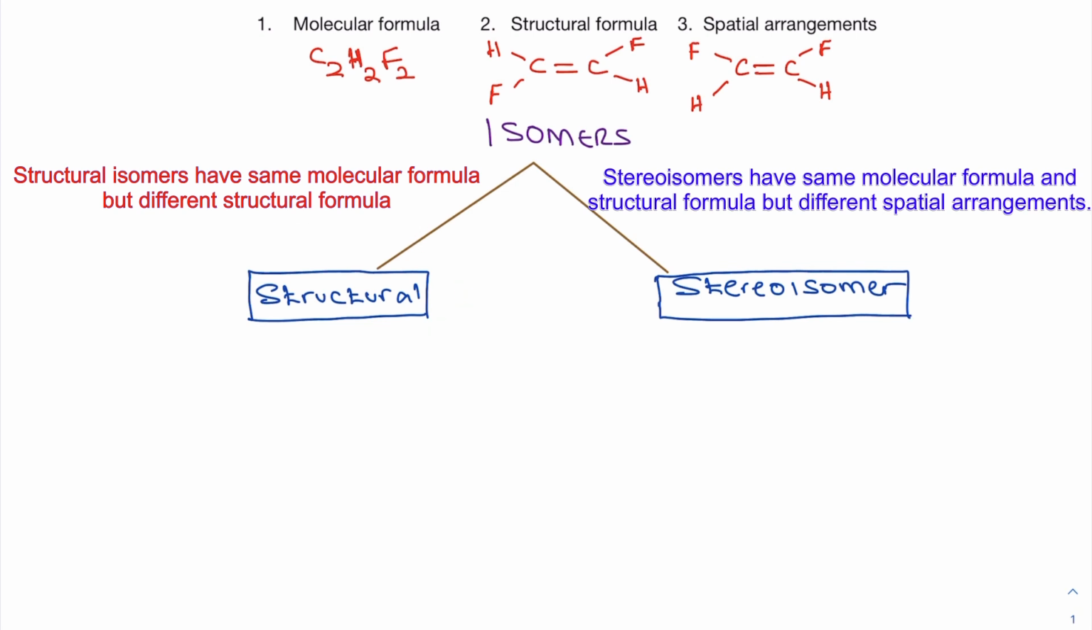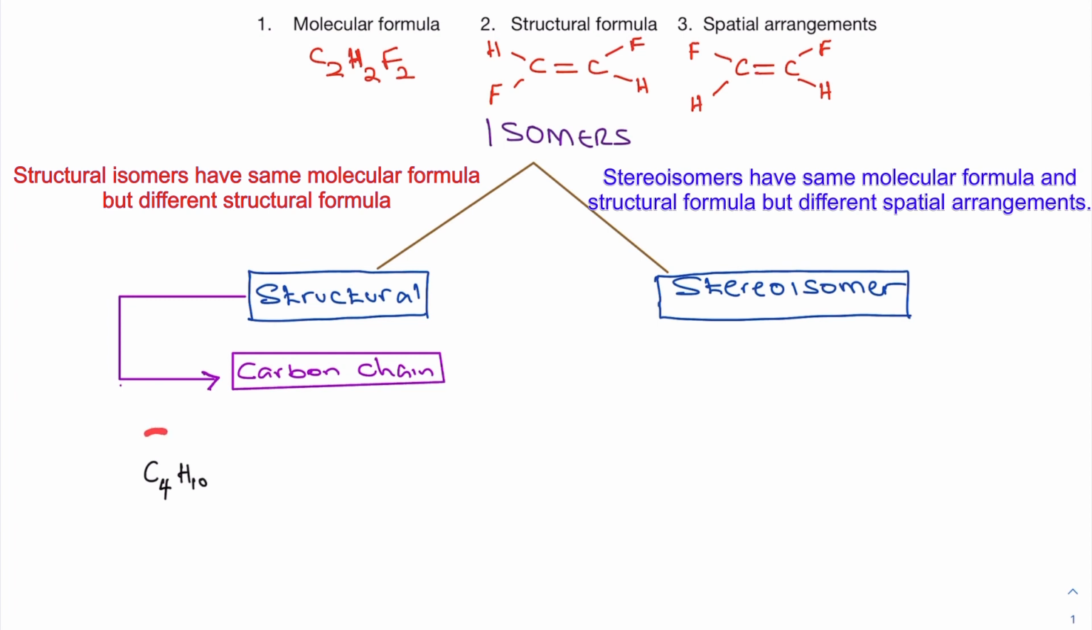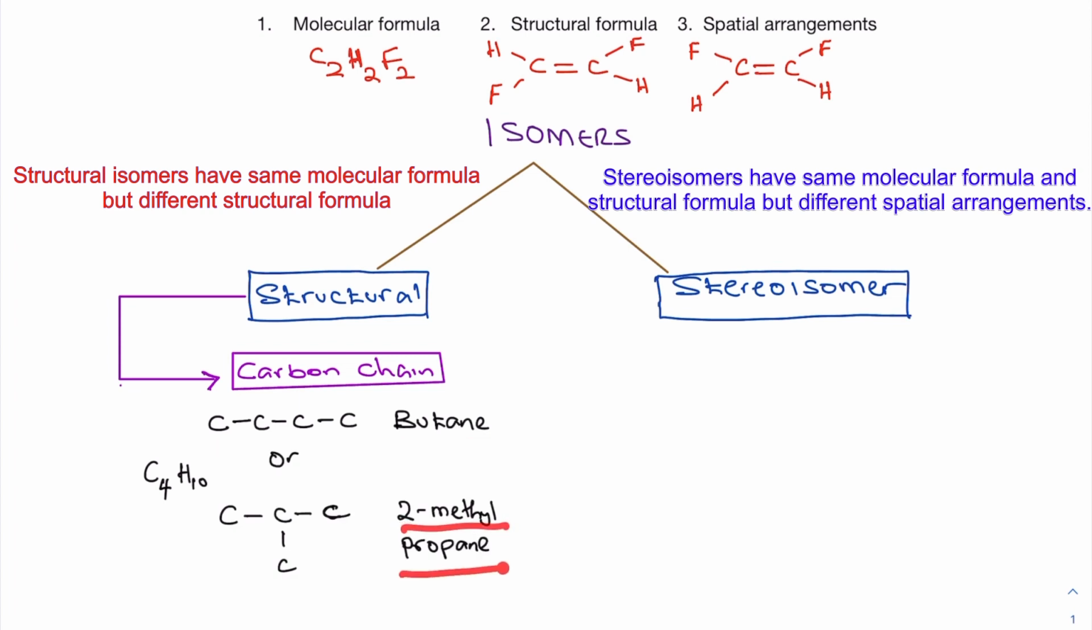Structural isomers have the same molecular formula, but different structural formula. Here's an example of a structural isomer: carbon chain, a carbon chain isomer. Let's look at the molecular formula of that carbon chain. An example of that is butane or 2-methylpropane. Same molecular formula, different structural formula.